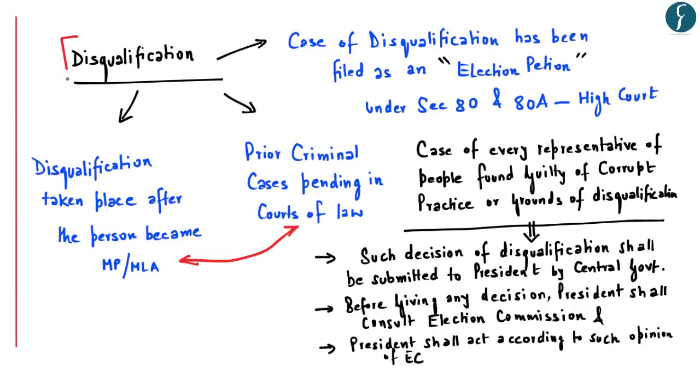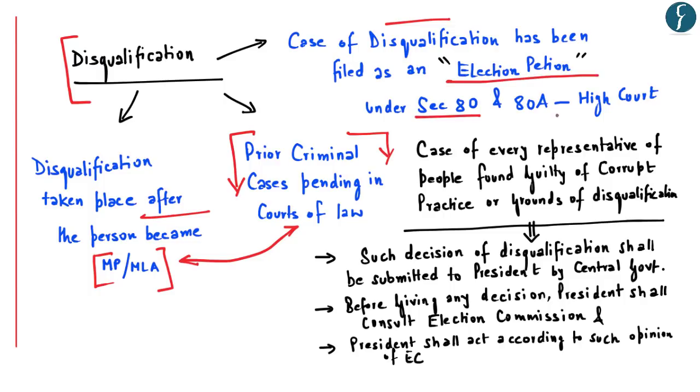Now, with respect to disqualification of a representative of people, there are three different aspects. The first is disqualification which has taken place after the person has become MP or MLA. Second, any prior criminal case pending against such person who has been elected as MP or MLA. And the third aspect is that such cases of disqualification have been filed as a result of an election petition under section 80 as well as 80A with respect to the High Court, or such petition has been filed to the High Court under the Representation of People Act of 1951. So these are the three different scenarios.